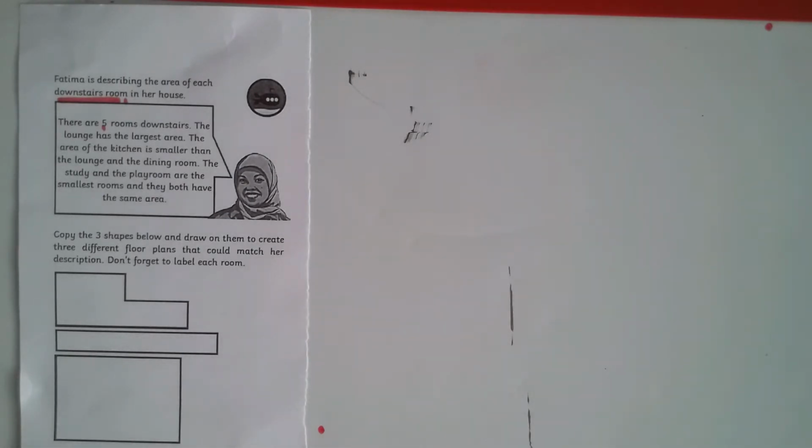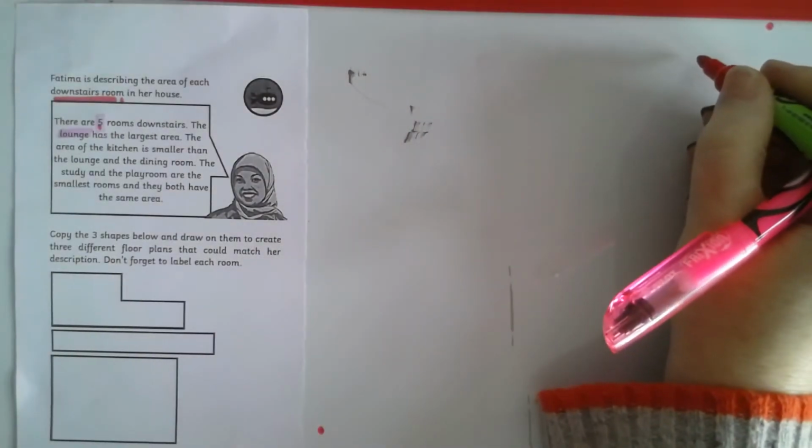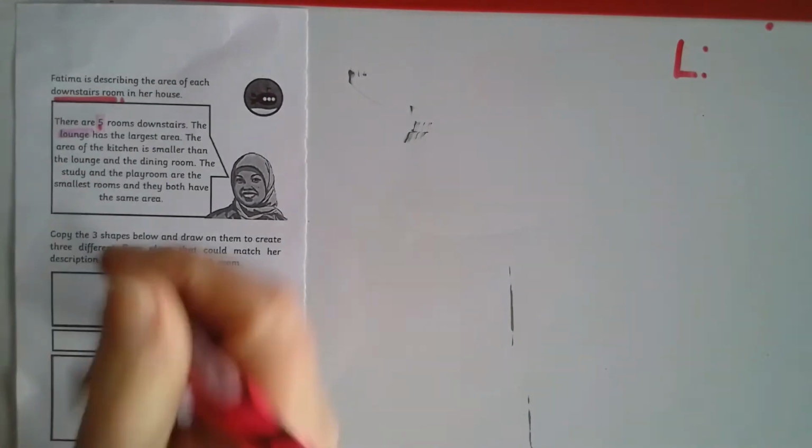So we know some facts here. We know that there are 5 rooms, and we know that the rooms are a lounge. And over here I'm just going to make myself some notes. So I'm going to use letters to represent the rooms. So I've got a lounge. I know that I've got a kitchen.